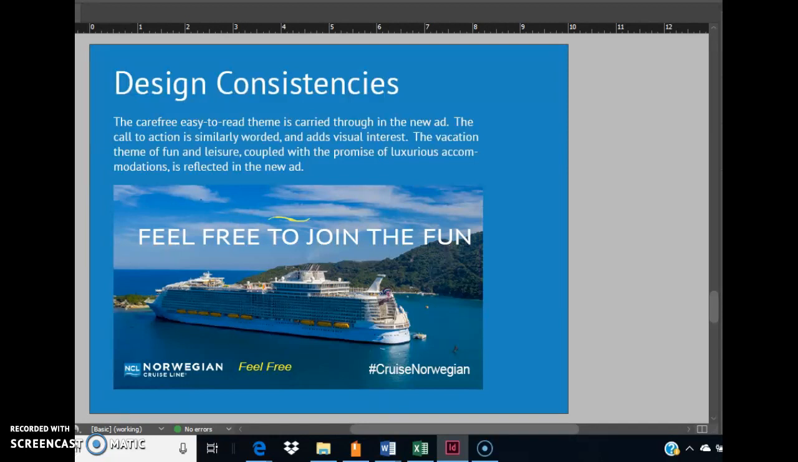And the vacation theme of fun and leisure, easy to read, easy to vacation is what comes through with this ad. And that's why I feel that this ad would fit in well with your campaign and would carry on the message that you're trying to convey, or that you are conveying with Norwegian, because it is a superior cruise line.